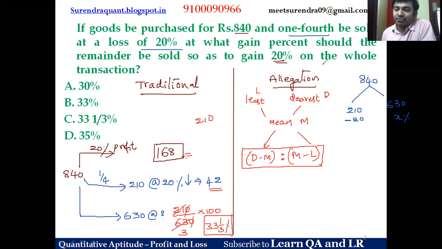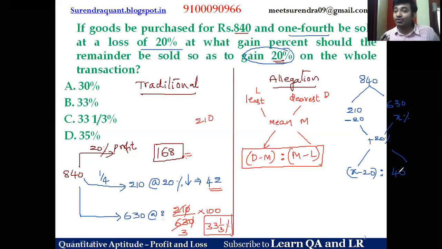And the mean value. So mean means what? On the whole transaction, on the total value, whatever the percentage of profit or loss, that is called the mean percentage. So mean percentage profit or mean percentage loss. So here it is gain, right? So 20% gain, so plus 20%. Now friends, according to the alligation rule, this is x minus 20 is to 20 minus of minus 20, that is 40.